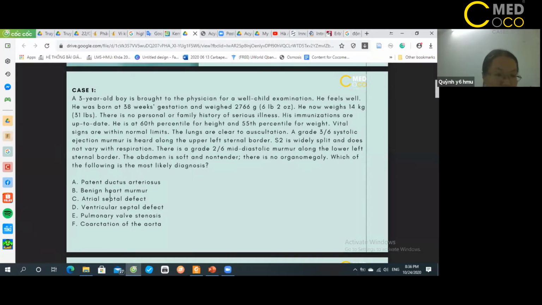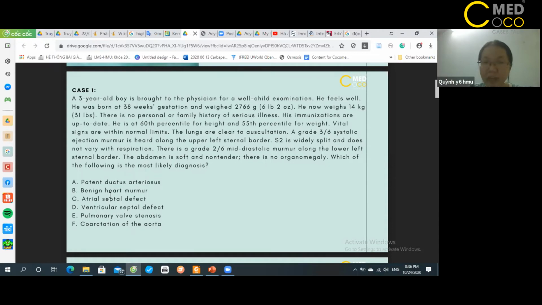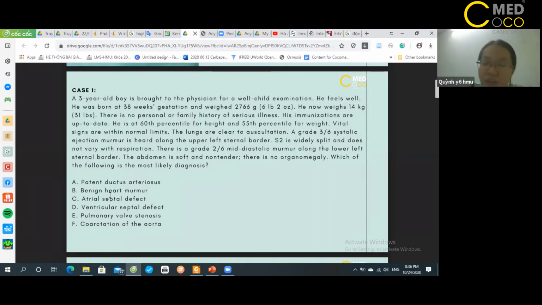So here we have six options. Which is the most appropriate? Which defect will increase the blood flow to the right ventricle and the right atrium?